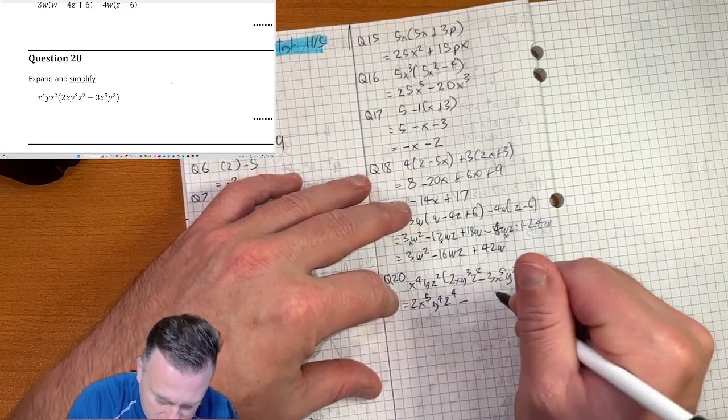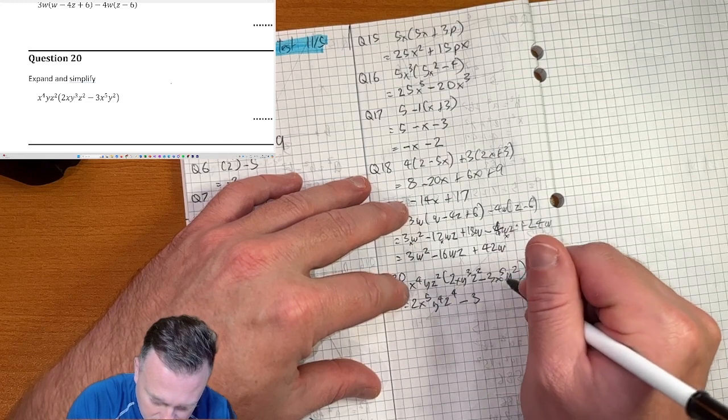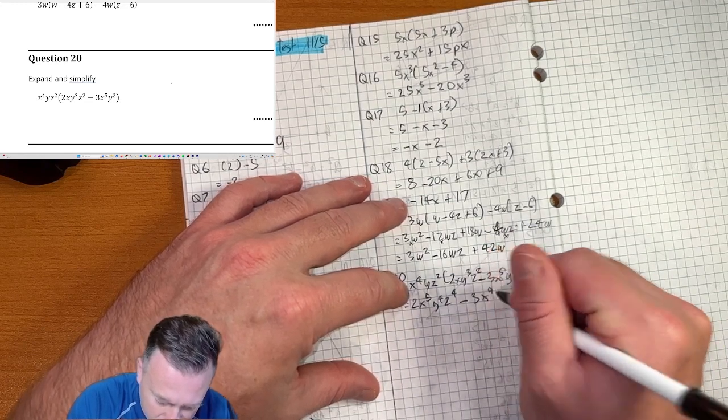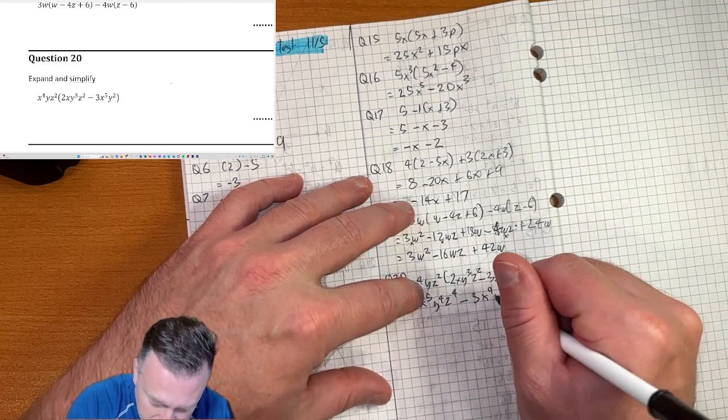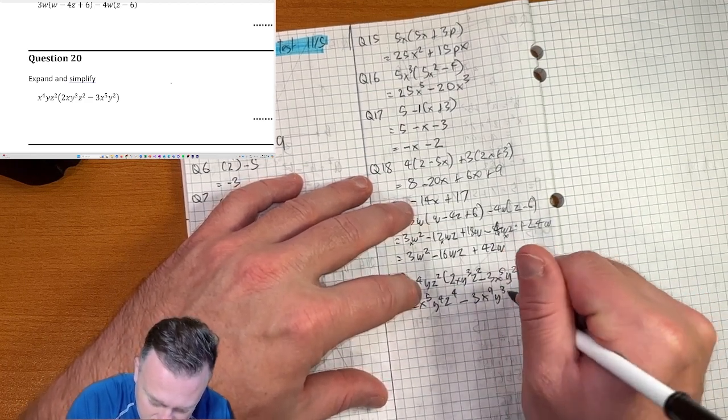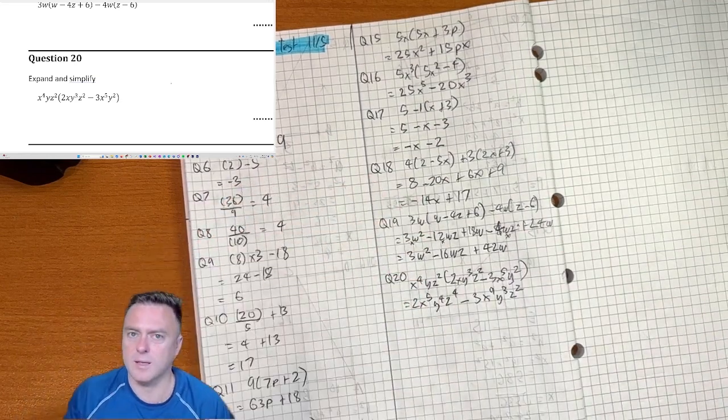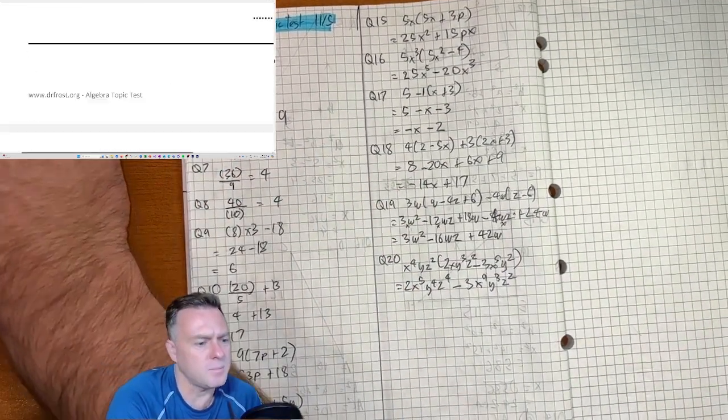And then minus 3 lots. X to the power of 4 times x to the power of 5 gives us x to the power of 9. And then we've got a y times y to the power of 2, which gives us y to the power of 3. And then just the z squared on the end. And that's it, I'm pretty sure. Yep.